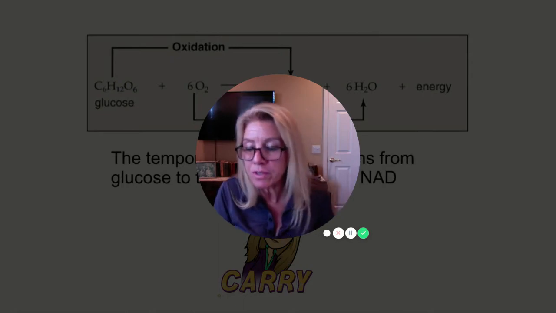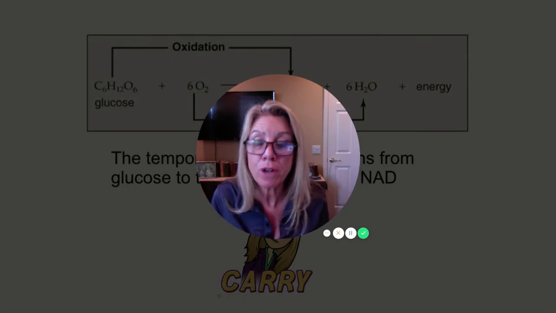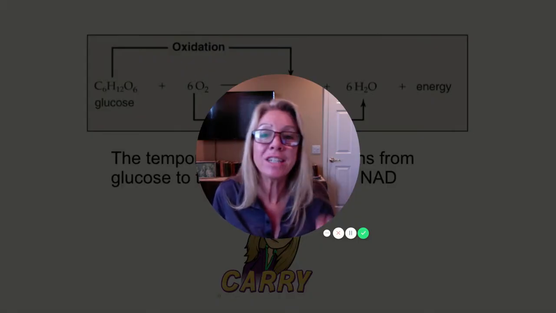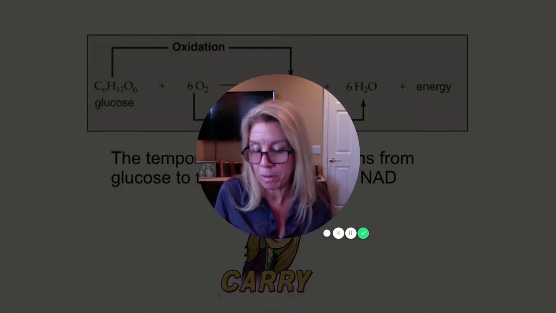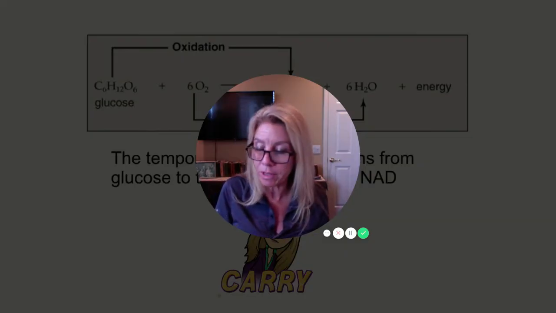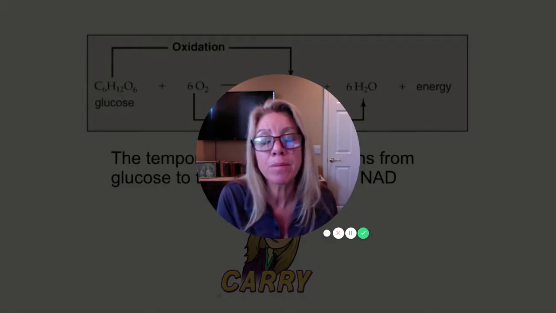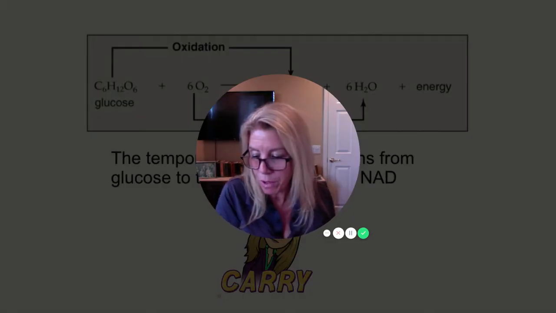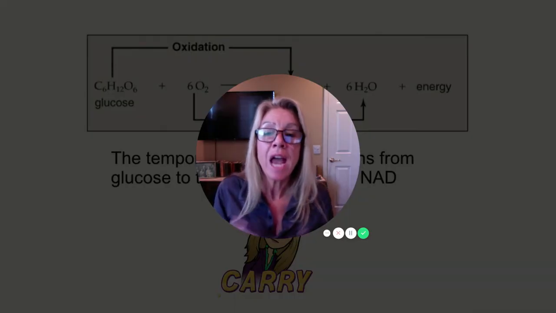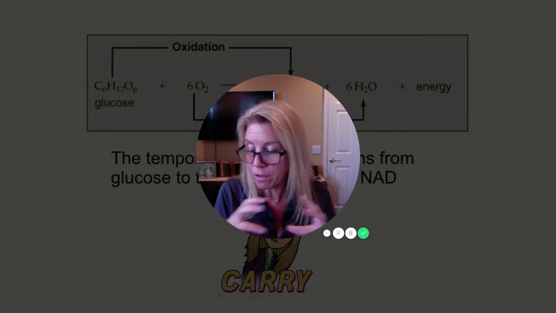So the reactions of cellular respiration allow us to transfer the energy from the glucose into ATP, and it is released slowly. That's what you want to put in your notes. It is released slowly. Therefore, ATP is produced gradually, and it is still only about 39% efficient.